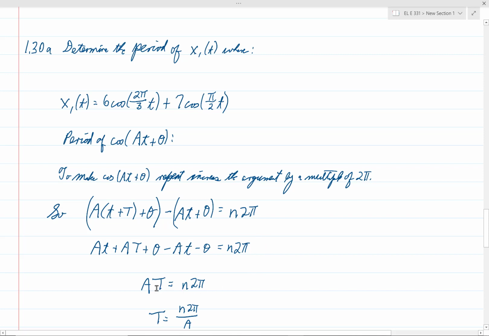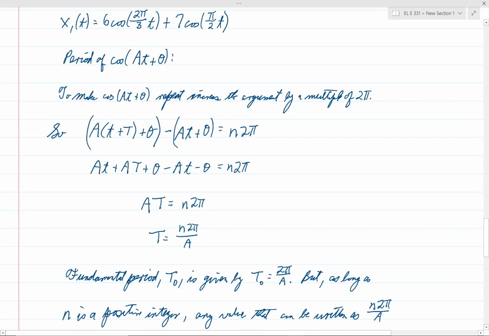And then, so we have a times capital T is n 2 pi, and if we divide both sides by a, then we have capital T is equal to n 2 pi over a. This expression gives you the period of the function. As long as n is a positive integer, now we're assuming here that a is positive, okay? So as long as n is a positive integer, any T that has this form will be a period.